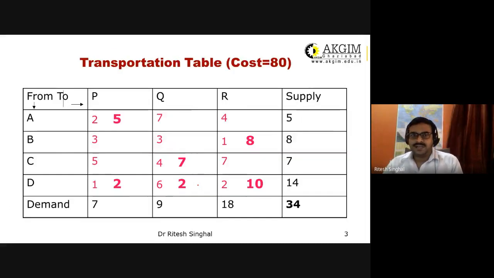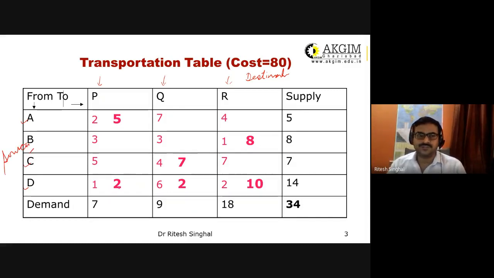So let's discuss this with an example, which we have studied in previous videos also. There are 4 sources like A, B, C, and D, and there are 3 destinations like P, Q, and R. These are called destinations, P, Q, R, and these are called sources. So there are 4 sources and 3 destinations.